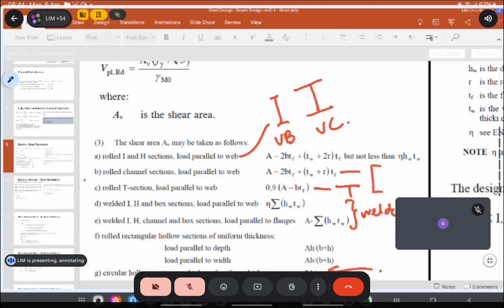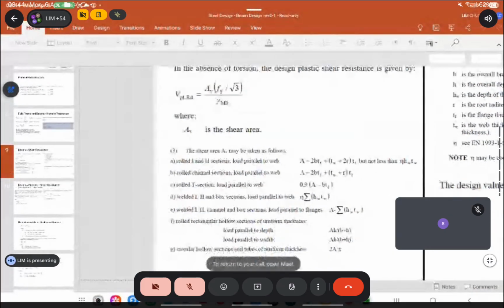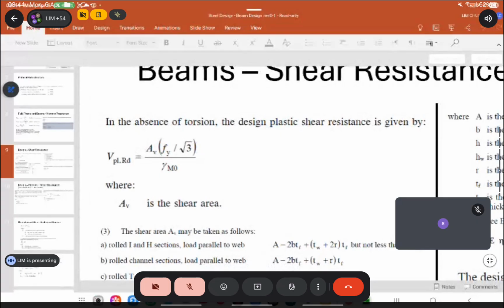Now, these formulas, whether I give it to you in test and exam, I need to think. All this is in Eurocode 3. Whether I ask you to memorize it or whether I give it to you in the test or exam, I need to think about it. I'm not sure yet. So you follow these formulas, you can calculate VPLRD, the shear resistance.